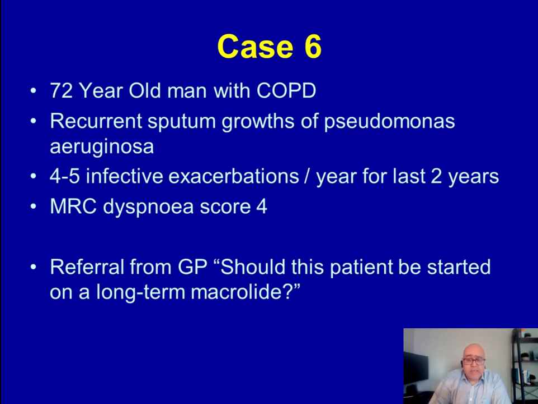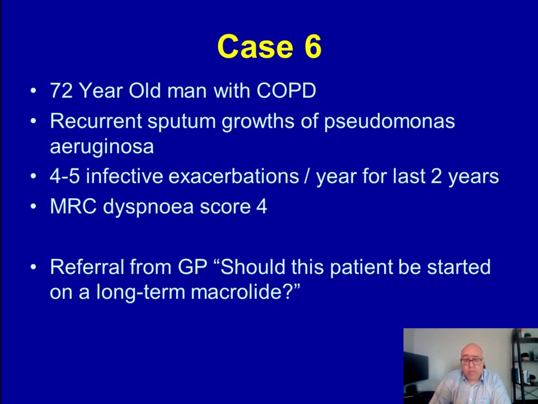And this is the last case of this presentation. It's a 72-year-old man who's got known COPD and has recurrent growth of Pseudomonas aeruginosa. He's having about 4 or 5 chest infections per year for the last couple of years and has an MRC dyspnoea score of 4. This is the kind of typical referral that we sometimes get from other clinicians, including primary care. And in this case, the question is, should this patient be started on a long-term macrolide?